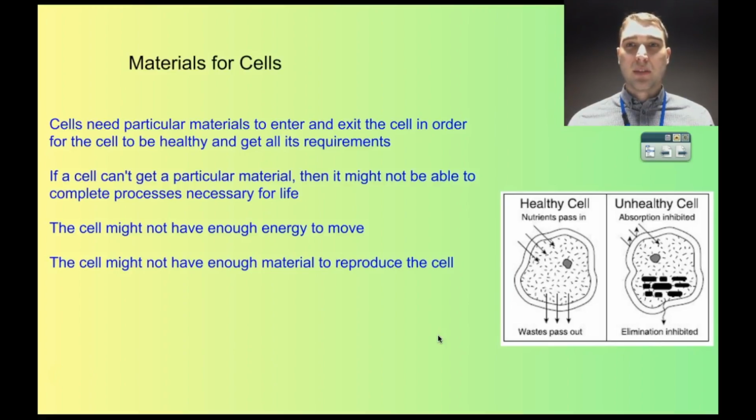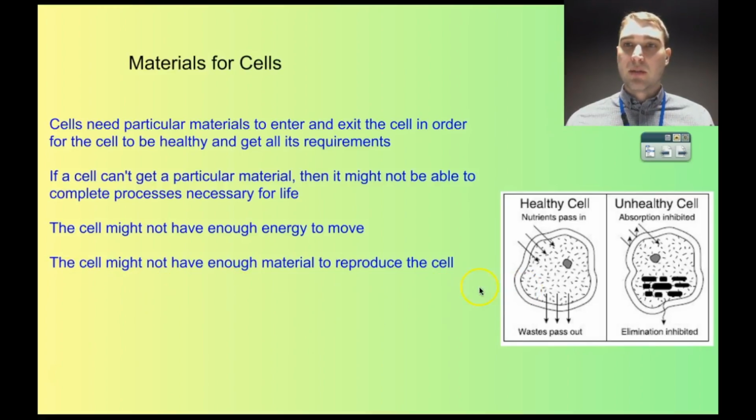They need particular materials to be healthy, and if they don't get those materials inside them, then they can be quite unhealthy. Depending on the type of cell, it might need to take in an energy source like glucose into the cell. It might be able to produce its own glucose, but then it needs to break that glucose down, and it also needs to get rid of waste materials too.